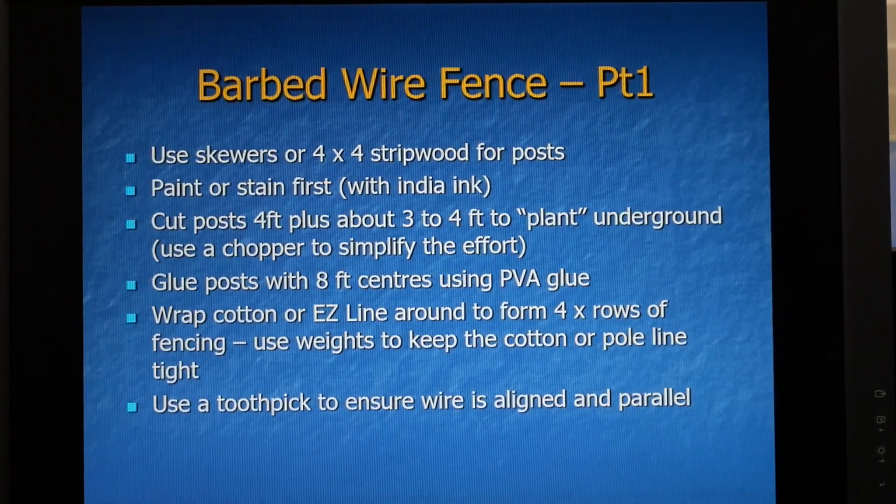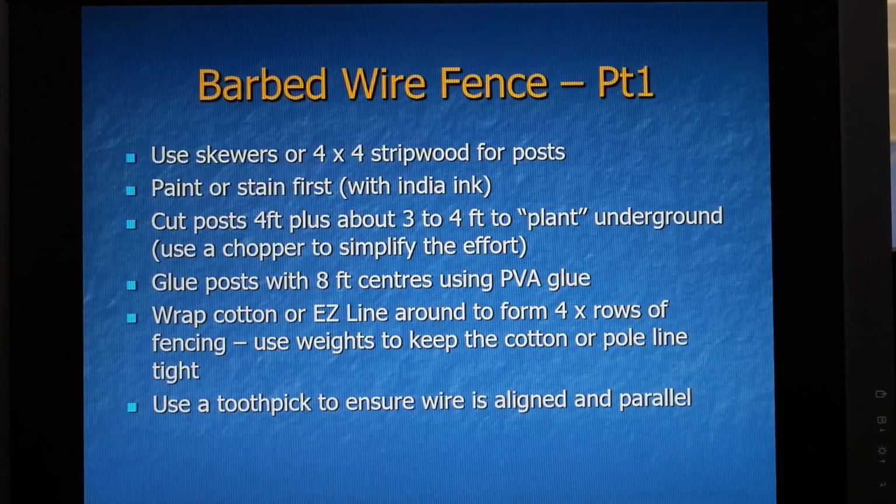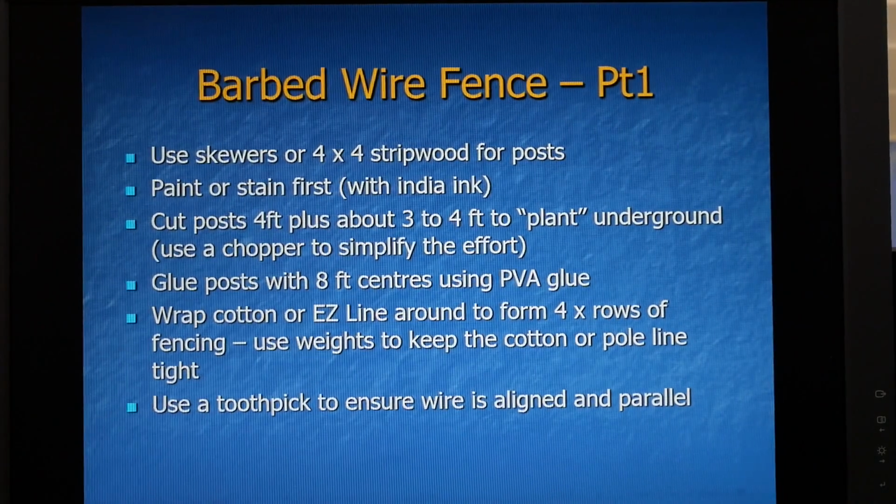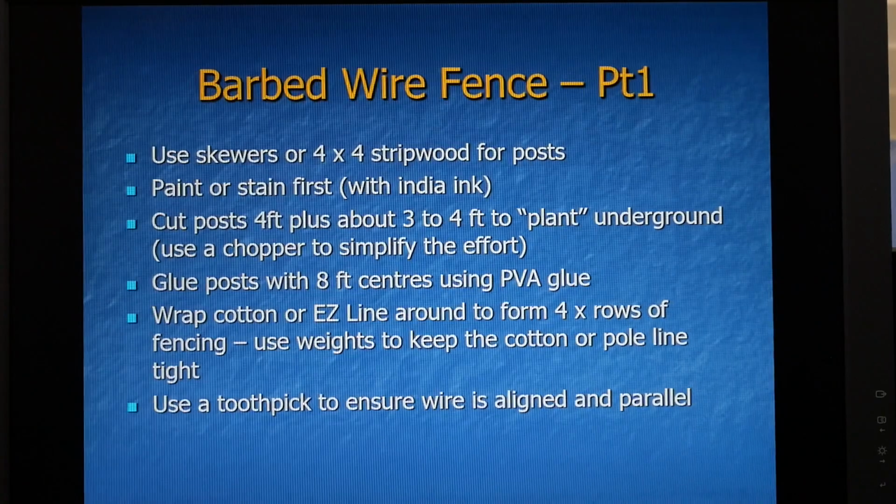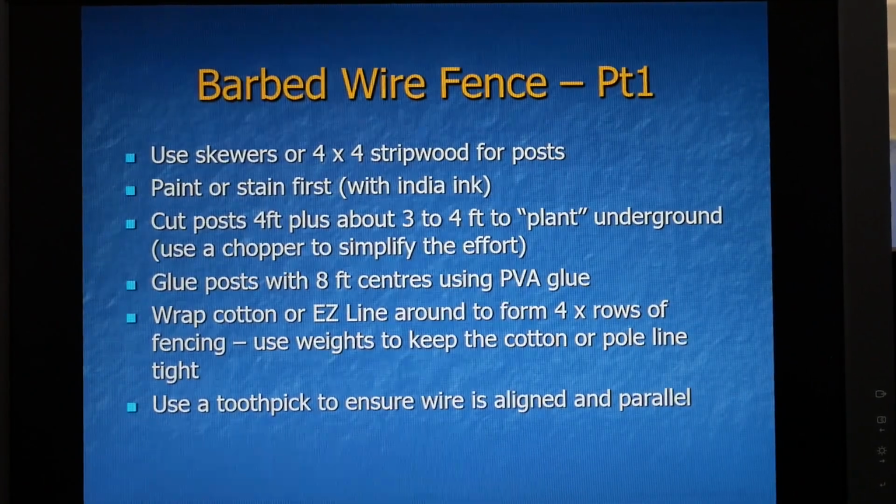Firstly, barbed wire fences. I use skewers or 4x4 strip wood for posts. I paint and stain first with India ink. I then cut the posts about 4 foot long, plus about another 3 to 4 foot to plant them in the ground, using a chopper to simplify the effort and to replicate the large numbers of cut posts.